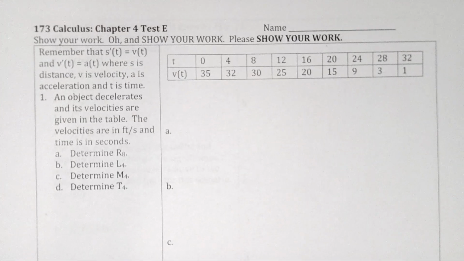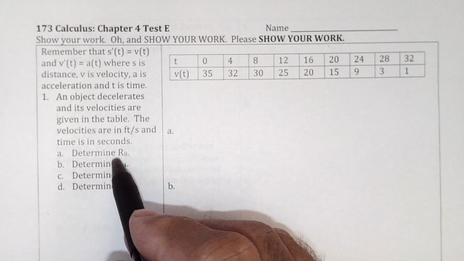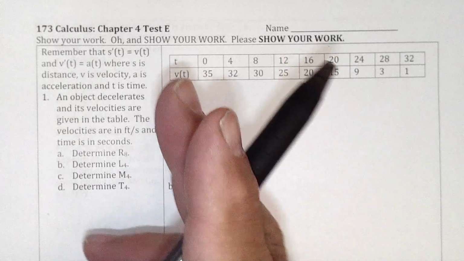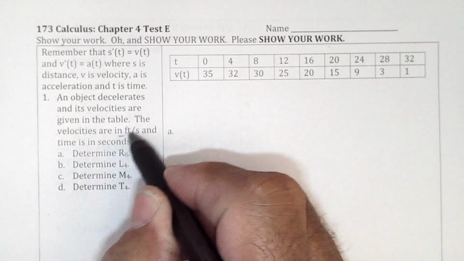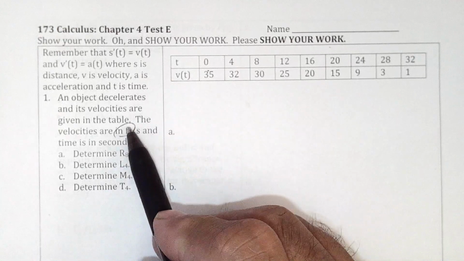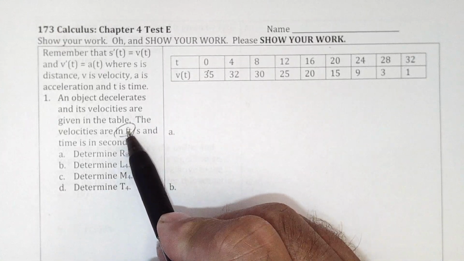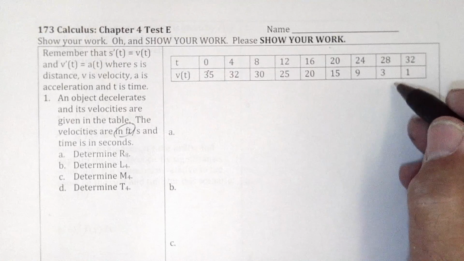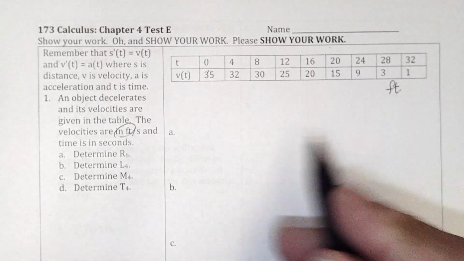Okay, let's go over our test that we took. We're supposed to, in number 1, find the right hand sum, and this is in feet per second. So if I find the area under a velocity, I get the change in distance, which will be in feet. So my units are going to be feet. Got to remember to put feet on them.